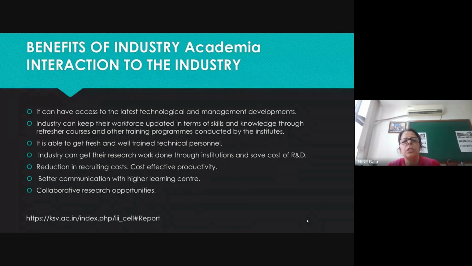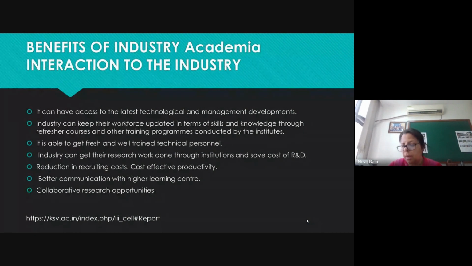Then recruiting cost is also reduced when they already know that this student is trained in our institute, in our industry. So they can definitely take him for the placement. Better communication with higher learning centers and collaborative research opportunities, both for the industry. See, industry also has a lot of problems which can be solved by academia.